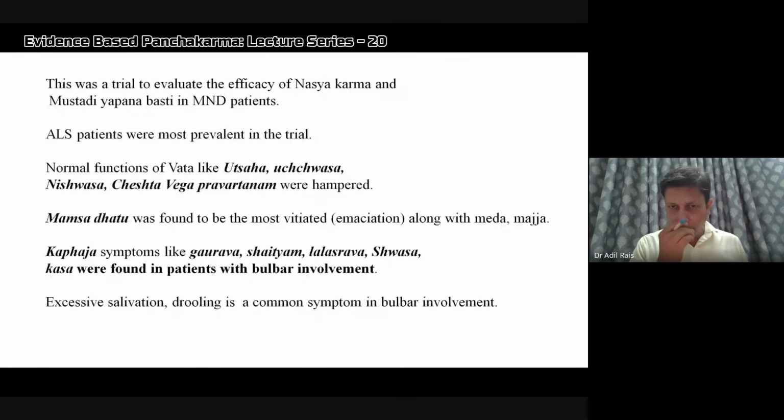Now here, Gaurav, Shatyam, Lalas, Rao, drooling and salivation were also present, which are the Kapha symptoms. Shwas and Kas were found to be among the clinical features in the patients with bulbar impairment.